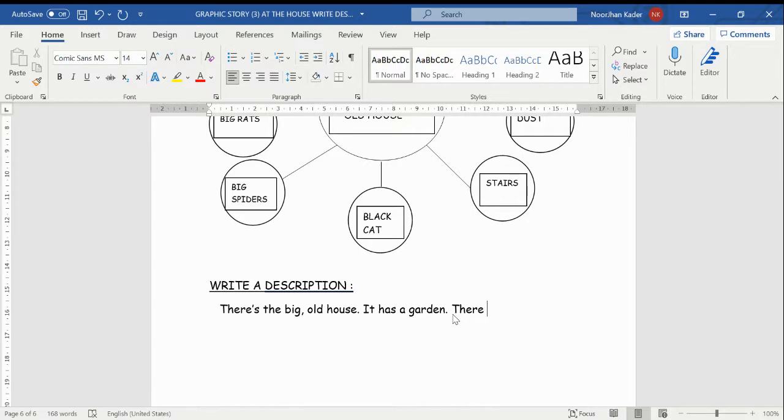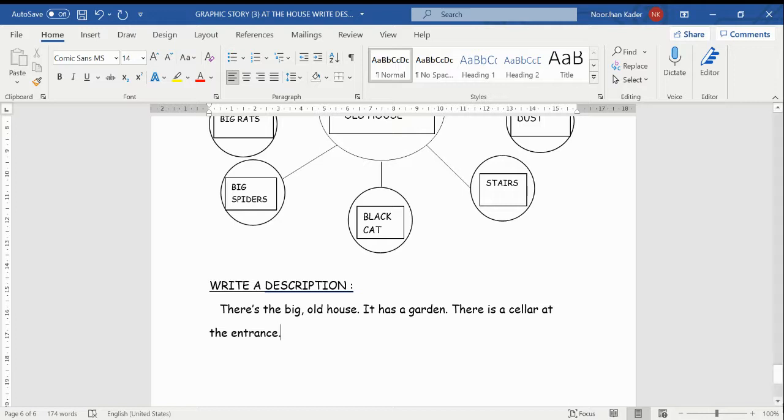It has a garden. There is a cellar at the entrance. Because when she enters the house, she can see the cellar. Okay, you don't need to say the entrance of the house, because we're already talking about the house. So there is the big old house. It has a garden. There is a cellar at the entrance.